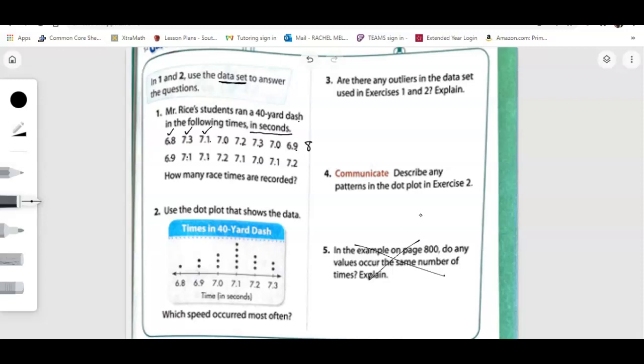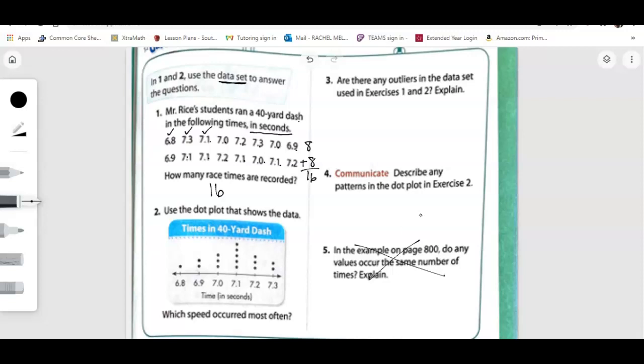And 1, 2, 3, 4, 5, 6, 7, 8 in the second row. And 8 plus 8 is 16. So 16 people ran the race. Okay. Now we're using the same information for number 2.